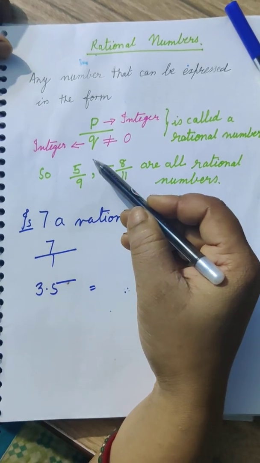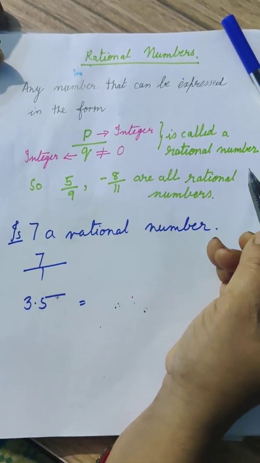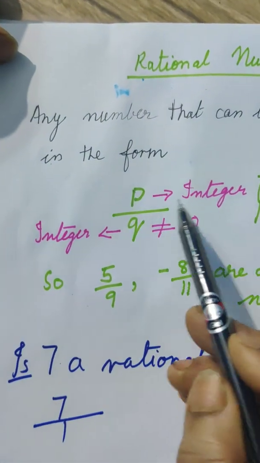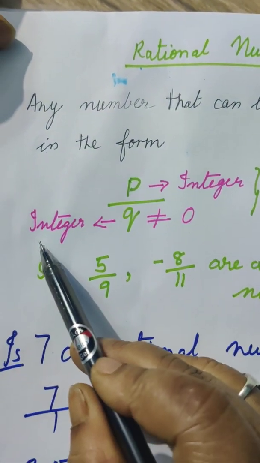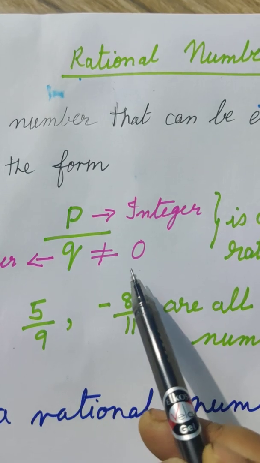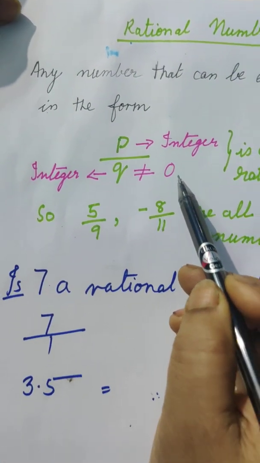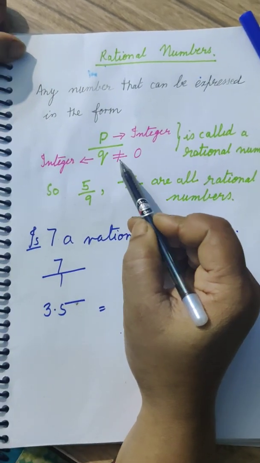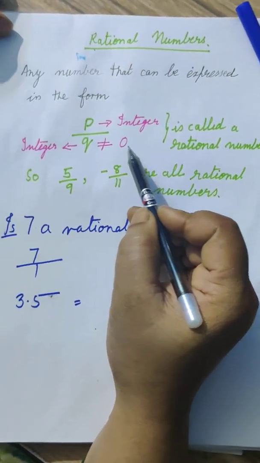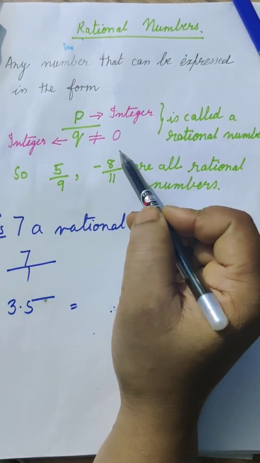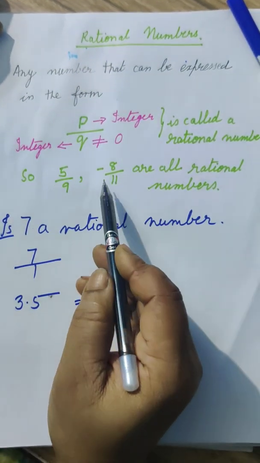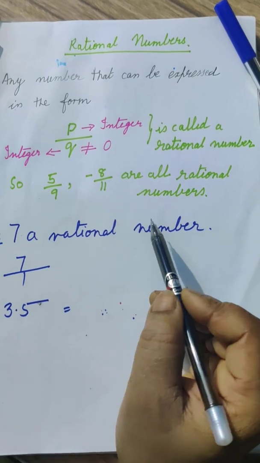Any number that can be expressed in the form p upon q is called a rational number. The important point to be noted is that p should be an integer and q should also be an integer, but q should not be equal to 0. Though 0 is also an integer, division by 0 is not defined, so q should never be equal to 0. So 5 upon 9 and -8 upon 11 are all rational numbers.